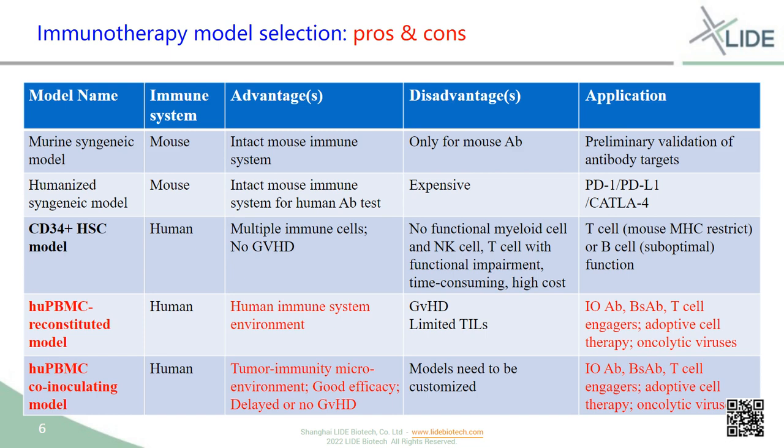The last model I would like to introduce is the human PBMC and cancer cell co-inoculated model, which maximally mimics the tumor and immune microenvironment with delayed or no GVHD reaction. And in our hands, it has been successfully used for various IO drug evaluations.